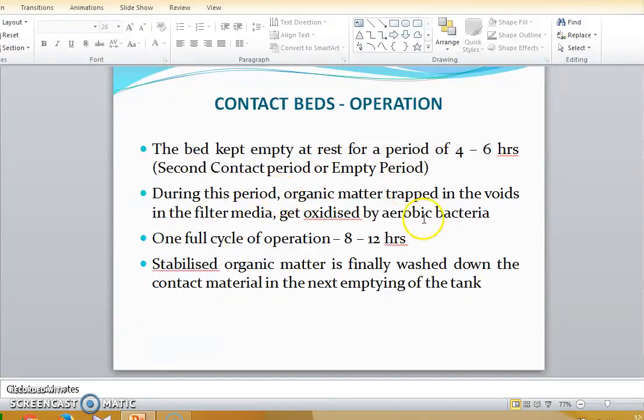During this period, organic matter will be trapped in the voids in the filter media, and this will be oxidized by aerobic bacteria. So one full cycle of operation will take about 8 to 12 hours. And the stabilized organic matter is finally washed down the contact material in the next emptying of the tank.